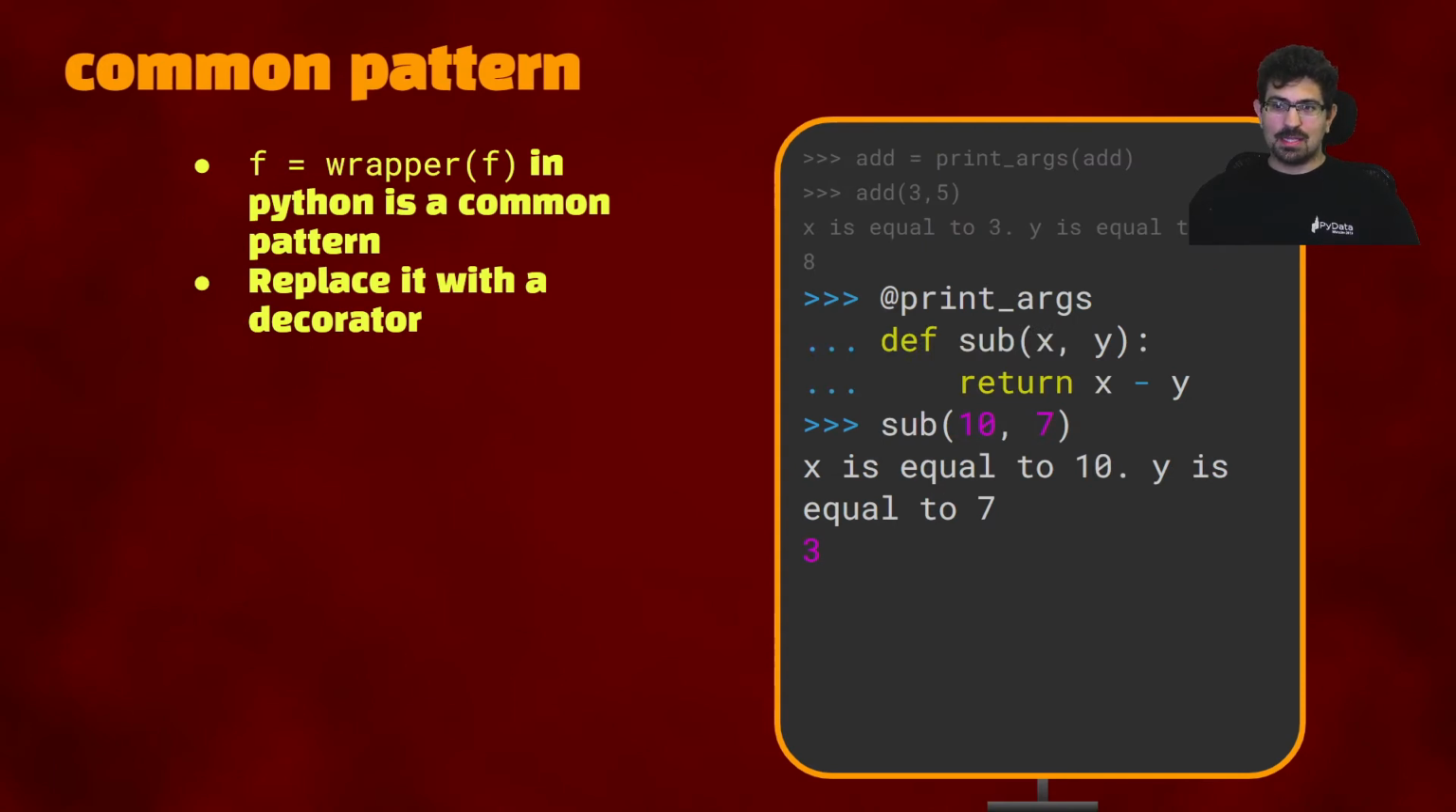So now we can say at print args and then define the function. So now let's define sub of x and y. We return x minus y. We can see that sub of 10 and 7 prints the values and then returns the answer, which is 3, which is correct. It doesn't change the behavior of the original function. It just prints to the screen the thing we wanted.